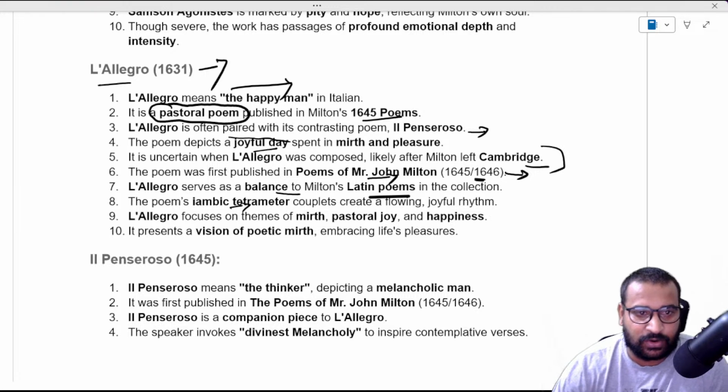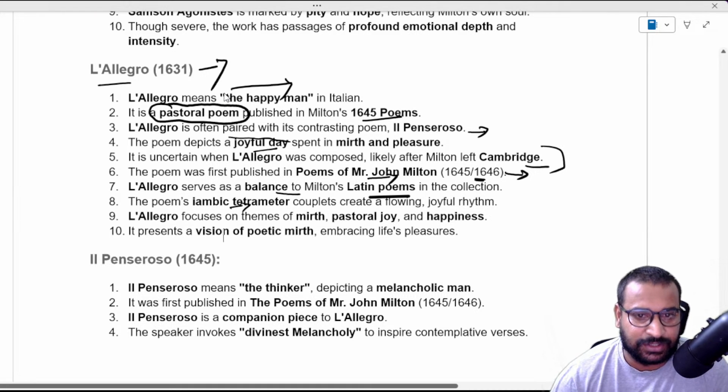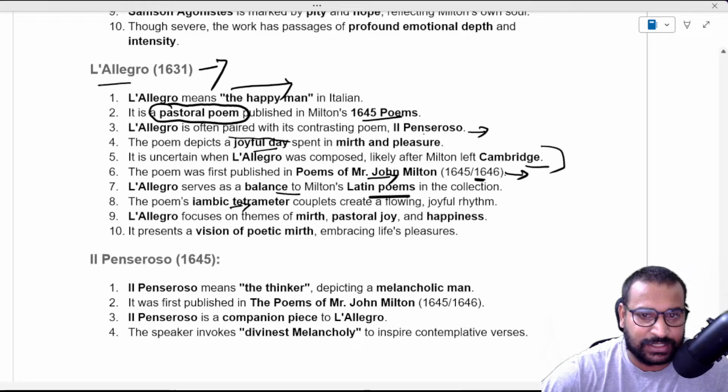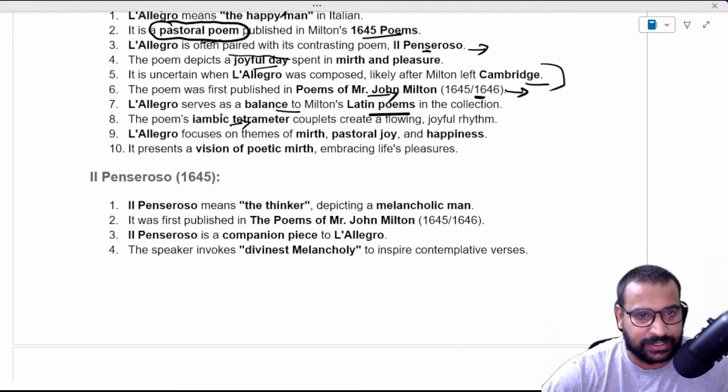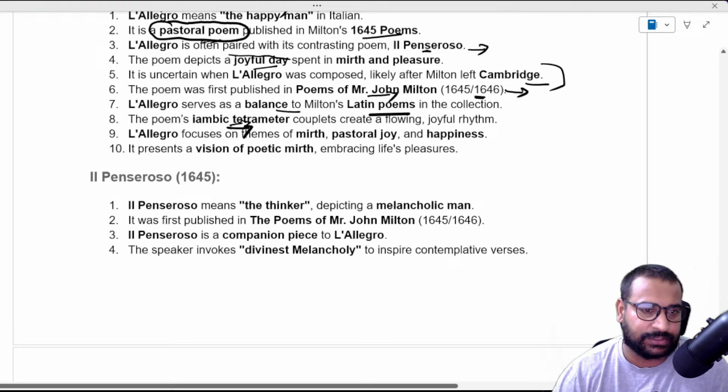So that is about L'Allegro, and that's the question you get. What you get mostly together: the happy man, the pastoral poem. That's all you get, and the iambic tetrameter in which it was written.